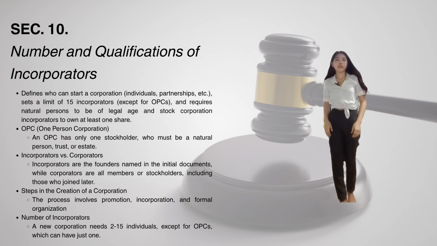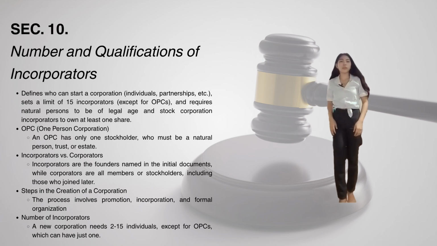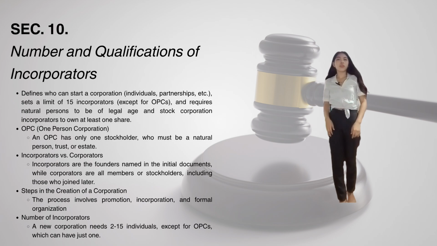Title 2, Section 10 of the Revised Corporation Code of the Philippines addresses the number and qualifications of incorporators. It states that any person, partnership, association, or corporation can organize a corporation, either singly or jointly. If you are a natural person, you must be of legal age to organize a corporation, and may fall under the category of an OPC or one-person corporation. If the organization is joint, it must not exceed 15 individuals or members.